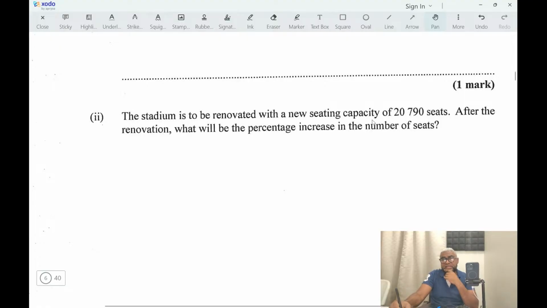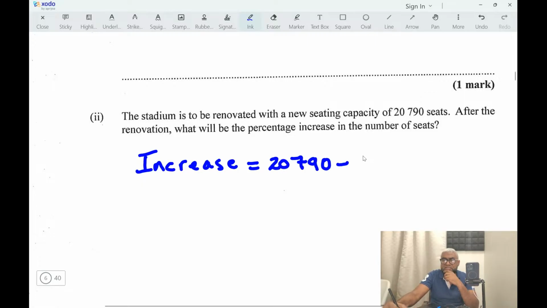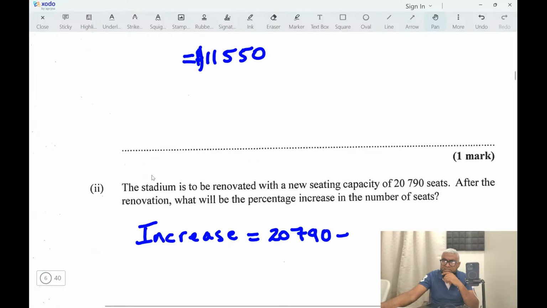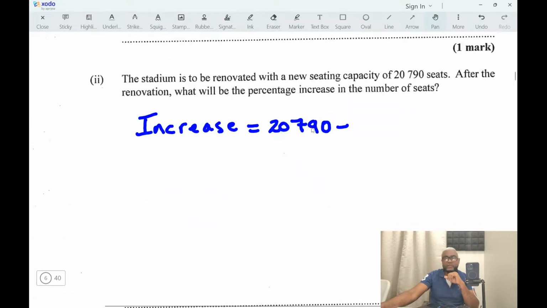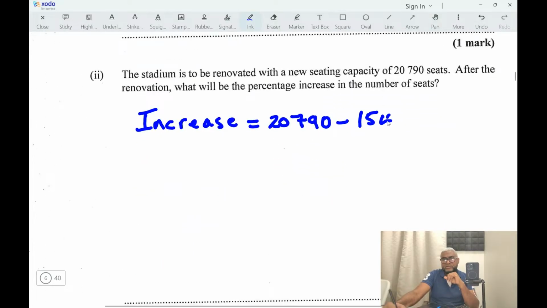So the stadium is to be renovated with a new seating capacity of 20,790 seats. After the renovation, what will be the percentage increase in the number of seats? The first thing we need to find is the increase. Your increase will be equal to 20,790 minus the original seating capacity, 15,400.